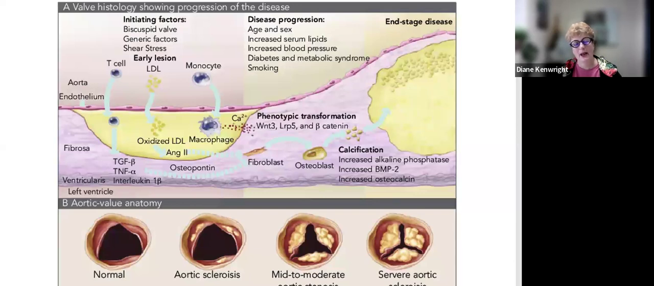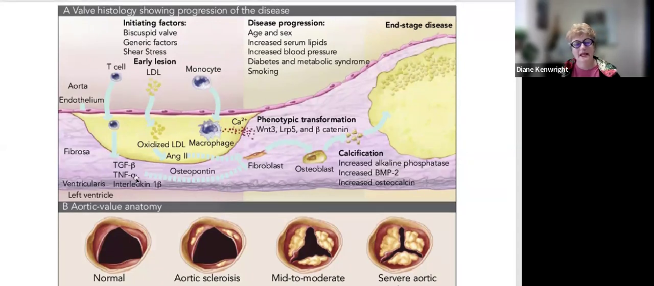Let's have a little think about why the changes happen in the valve. So it's a bit like atherosclerosis. It's not atherosclerosis, it's a bit like it, because there are initiating factors. So we've got damaged endothelium here, increased damage in bicuspid valves, particularly because of things like shear stress, which results in inflammatory cells and fat moving into the valve. And that is similar to the start of atherosclerosis.